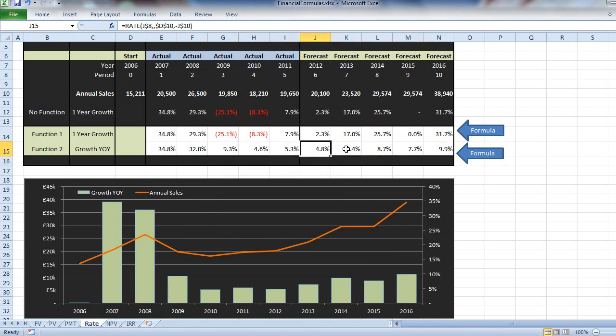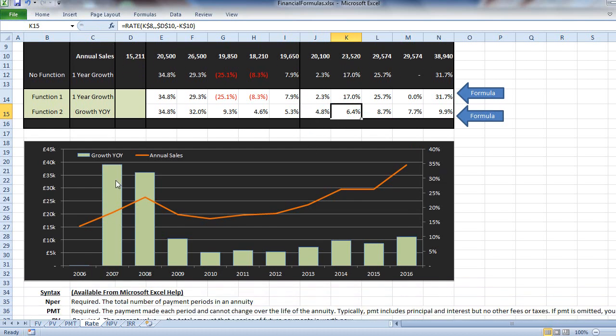So what do these rates represent? Well, let's take 2013. We're looking at the difference between 2006 and 2013. So to get from that amount over 7 periods, that's a year-on-year growth rate of 6.4%. Now, why is this useful? Well, let's look at the chart below.